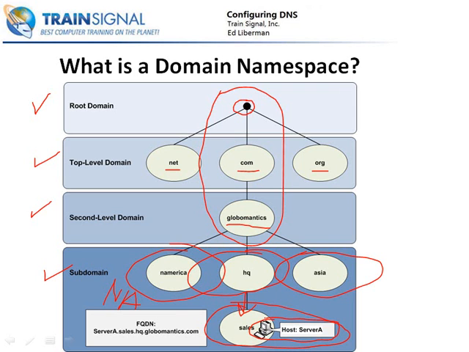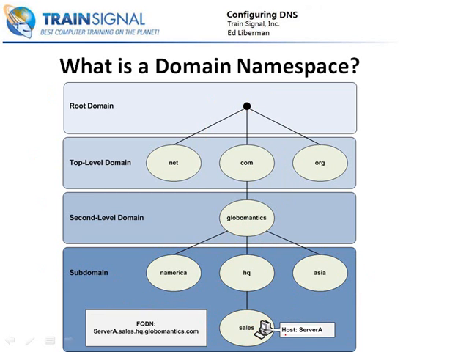So let me clear this all out of here. And you'll see here that host Server A has a fully qualified domain name, FQDN, of servera.sales.hq.globalmantics.com. Server A is the host name, and that's because it represents host Server A, the given host, inside of sales, the given domain. How it is relative to the entire tree is along this path right here, and then it is laid out as servera.sales.hq.globalmantics.com. And that is what a DNS domain namespace is.